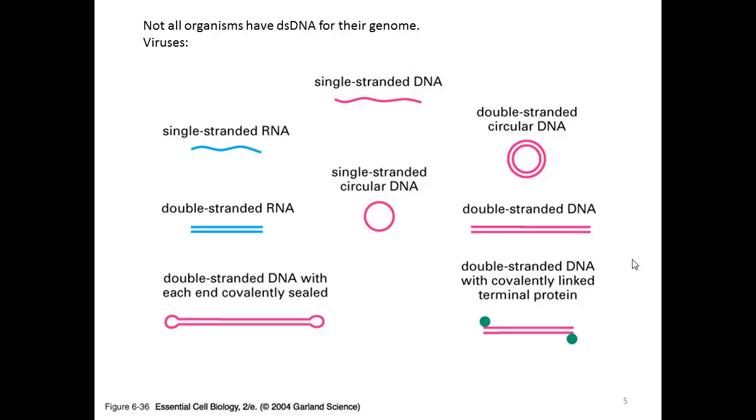Now it turns out that not all organisms have double-stranded linear DNA chromosomes like humans do. There are many other types of genomes. So while we've been talking about DNA replication, the more generic concept would be genome replication. And most of these other genomes are either bacterial or even more so viral.